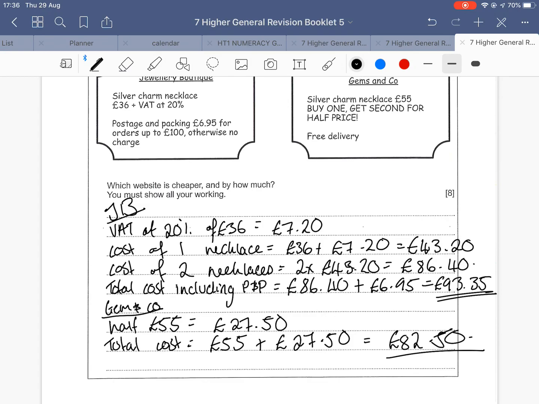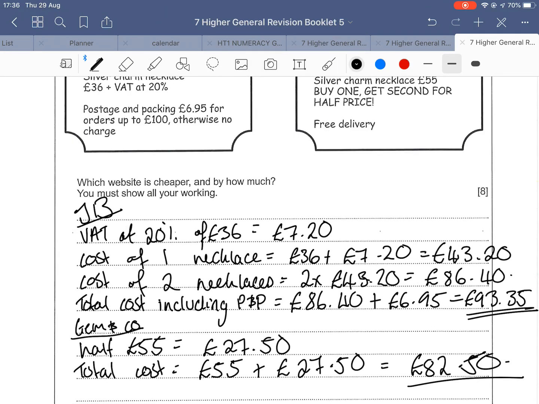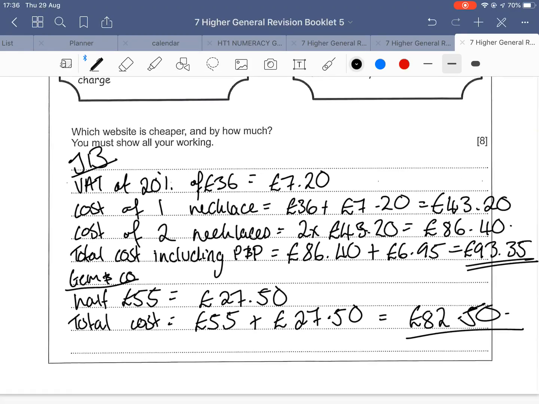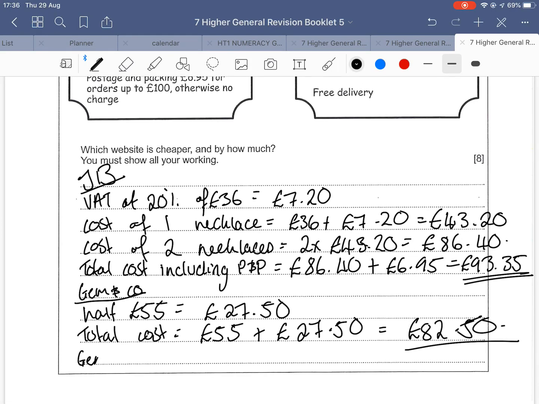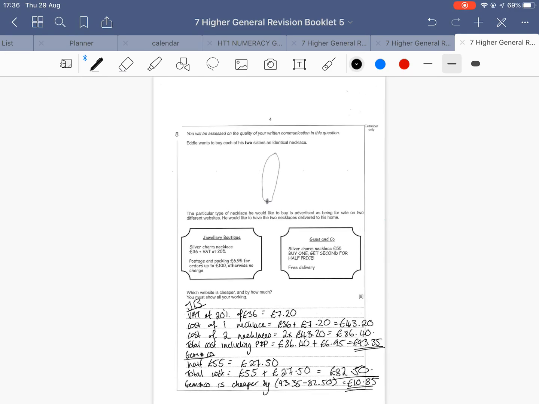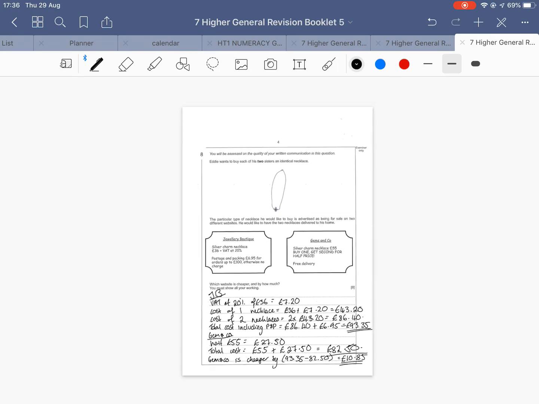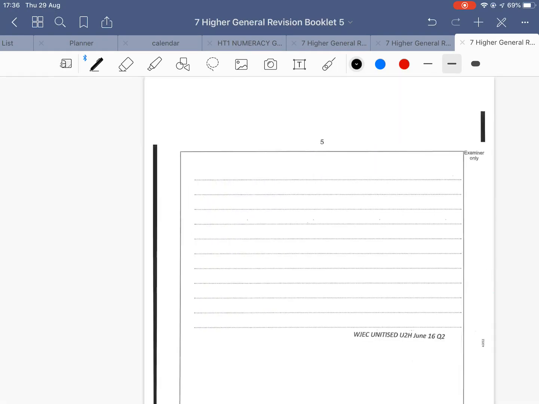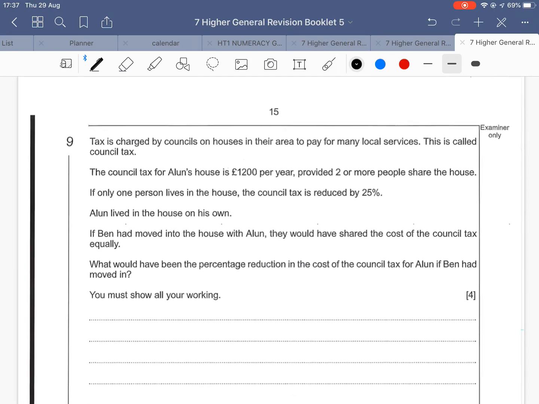Which website is cheaper, Gem and Co, and by how much? Oh, we've got to work out how much. So your conclusion now would state that Gem and Co is cheaper by, we need to do 93.35 take away 82.50, should have my pound signs in there, but I don't think I can fit it in, which is £10.85. So he saves himself a tenner. He goes to Gems and Co. Look, I had loads more room.